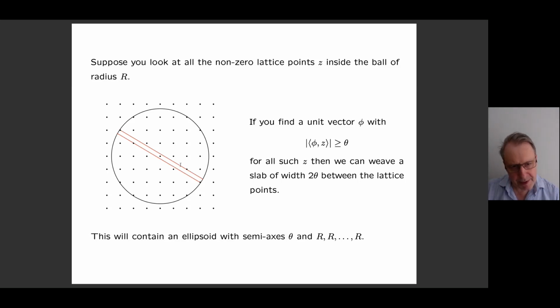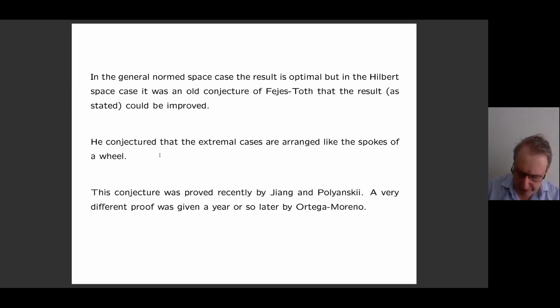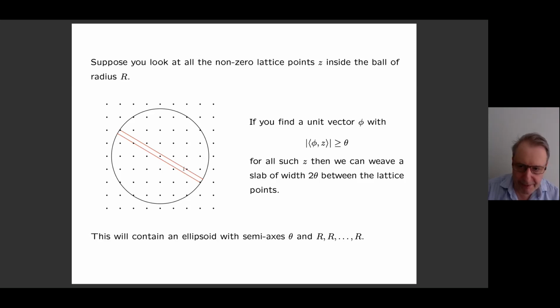It doesn't contain any lattice points in its interior, so you can just slip this slab in there. Of course, it contains 0, but it doesn't contain any non-zero lattice point. And then, of course, that slab will contain an ellipsoid, and you can write down what its semi-axes are. In n-1 directions, the semi-axis is capital R. It's just bounded by the ball. And then in this one direction, in this direction phi, the semi-axis is theta. That's the amount you're moving away from the origin before you get to the edge of the slab, because the inner product with this unit vector is at least theta for each of these lattice points.